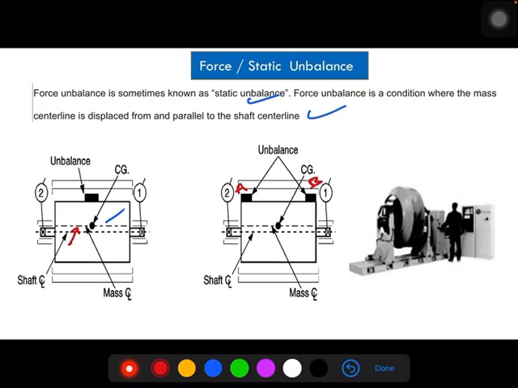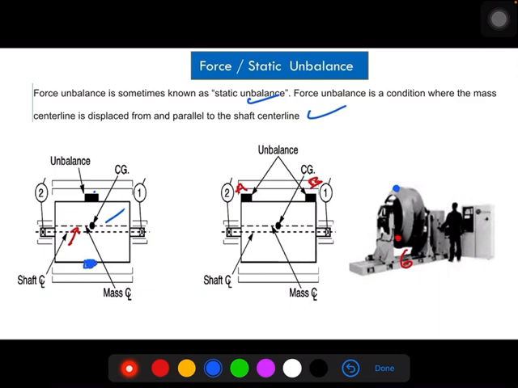Then during stoppage, this unbalanced mass comes to rest at the 6 o'clock position. Then we need to balance this impeller by putting the balance weight opposite to that earlier heavy spot. In this way, we can balance the machine in case of static unbalance. If there is a single mass, then you can put a single mass exactly opposite, or very near to the CG point here.